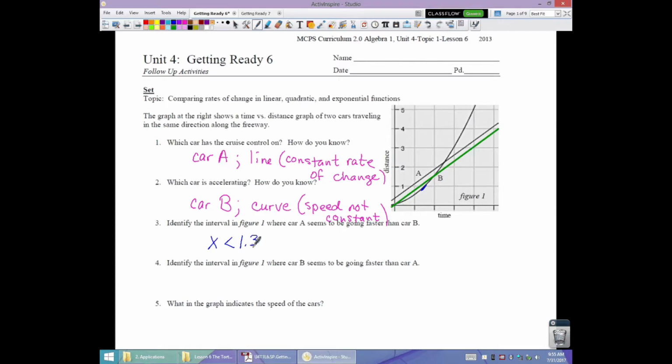The interval where car B is going faster is everything after the value you chose in number 3. So if I said that car B picked up speed and became faster at 1.3, well then I would say that everything after 1.3. So what in the graph indicates that? And that is steepness.